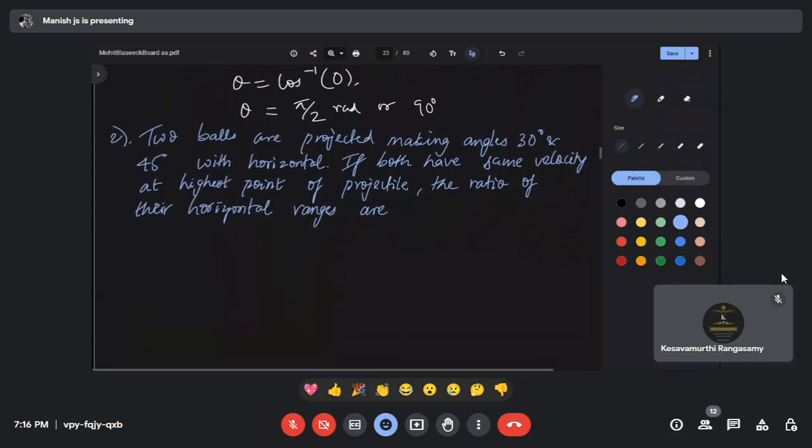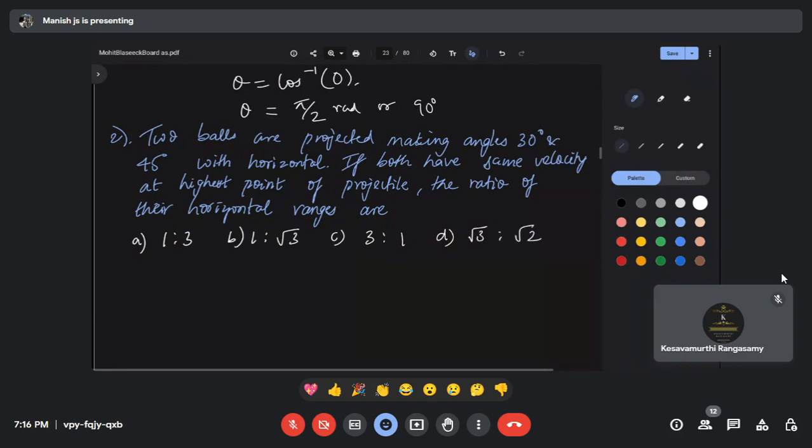So this is the question. I'll give you the options. Option A, 1 is to 3. Option B is 1 is to root 3. Option C, 3 is to 1. And option D, root 3 is to root 2.